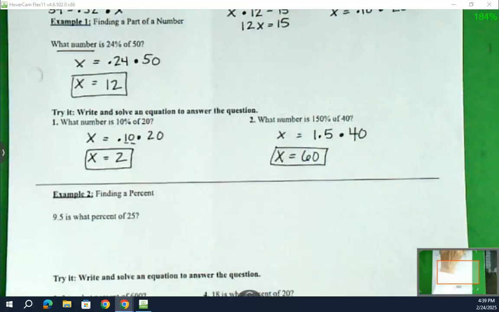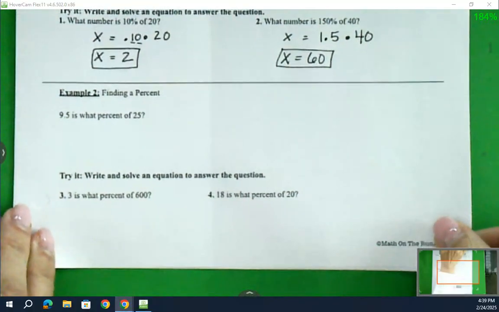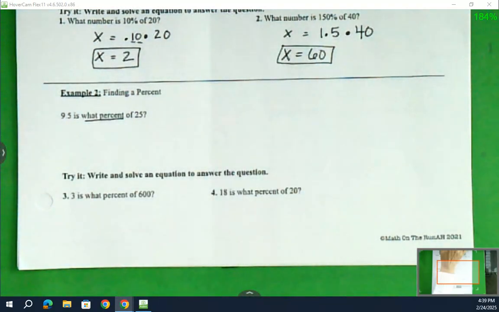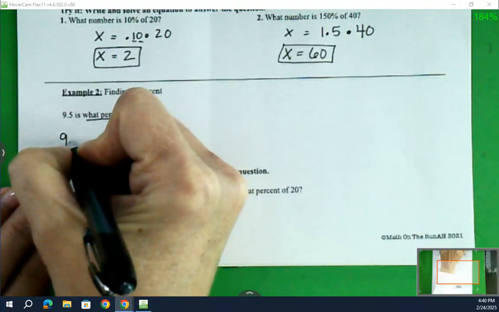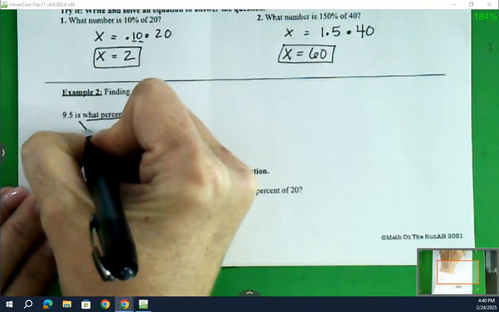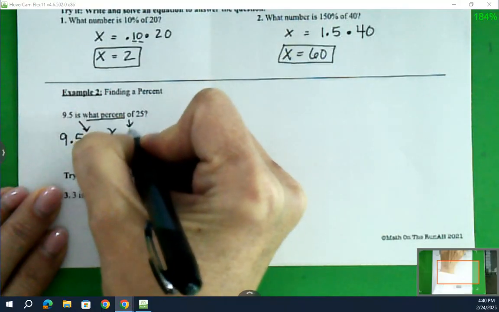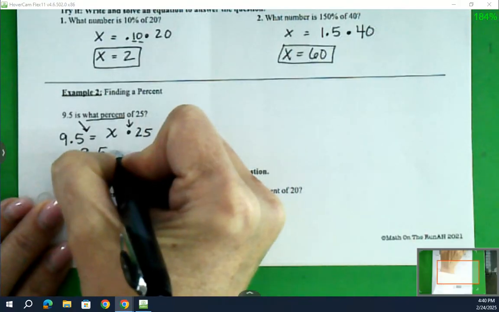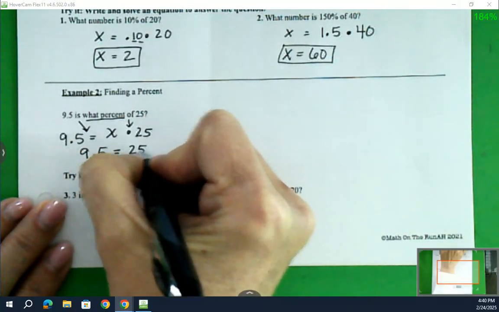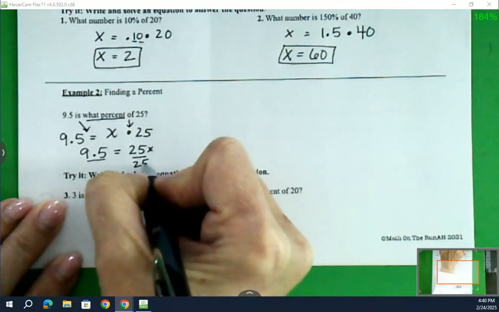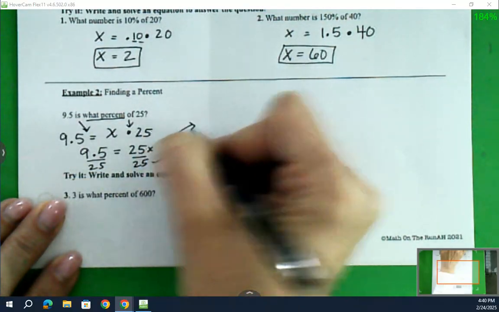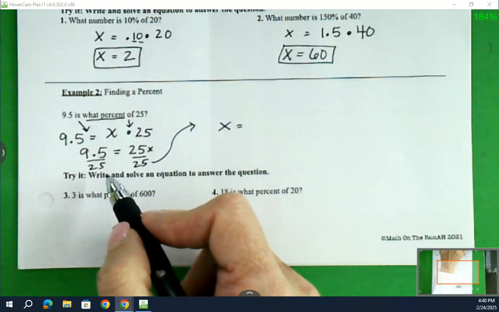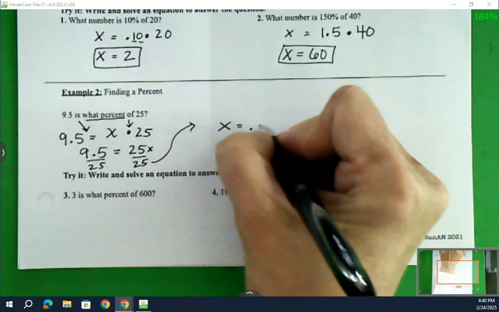Okay, how about if we need to find the percentage and we're given the numbers? Here's what that one looks like. We have 9.5 is what percent of 25? So 9.5 equals what percent times 25? We're going to write that as 9.5 is equal to 25x. We're going to divide both sides by 25. And of course, I'm running out of room here. So we're going to have x is equal to 9.5 divided by 25 works out to be 0.38.